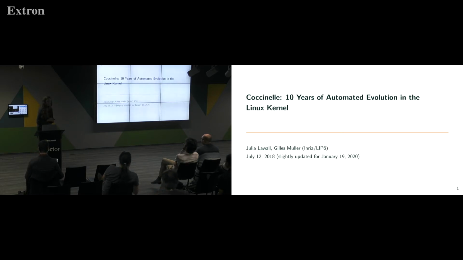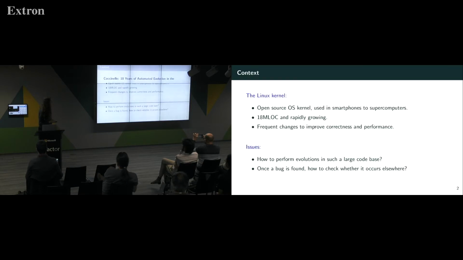My work is on Coccinelle, 10 years of automated evolution in the Linux kernel. Basically this is reporting on a tool that was developed around 2004, 2005, and became publicly available in 2008. This is our retrospective on what we have done for the last 10 years, what went well, what we should have thought about better, and so on.